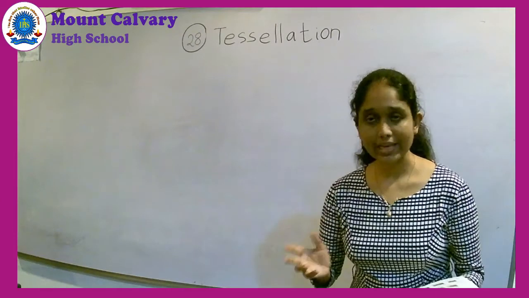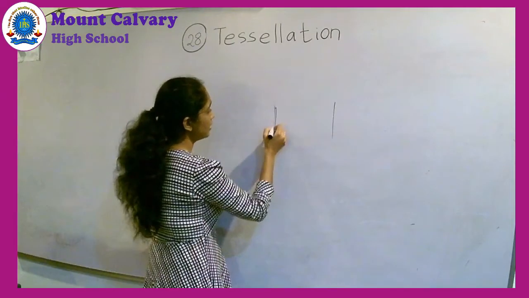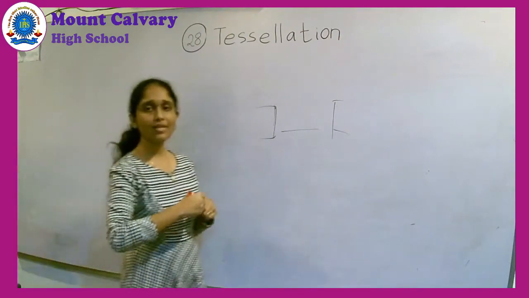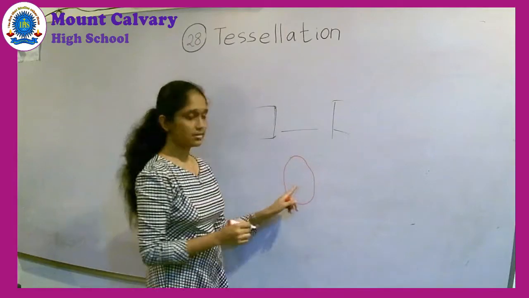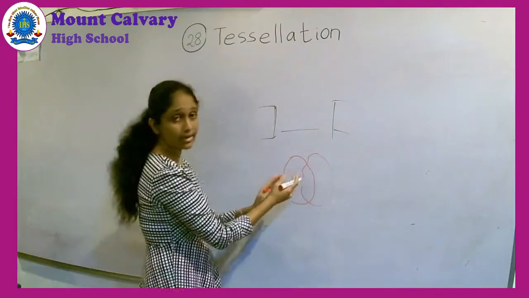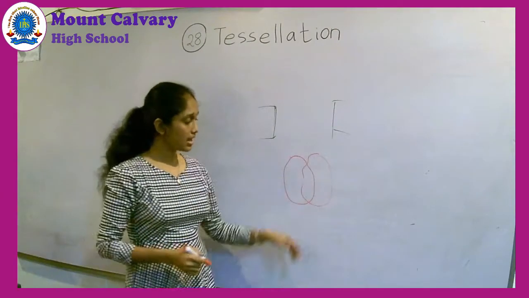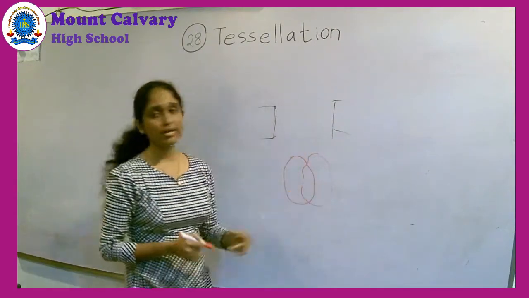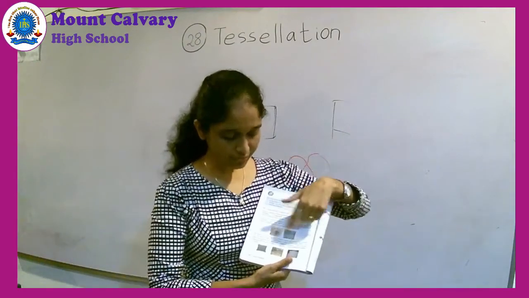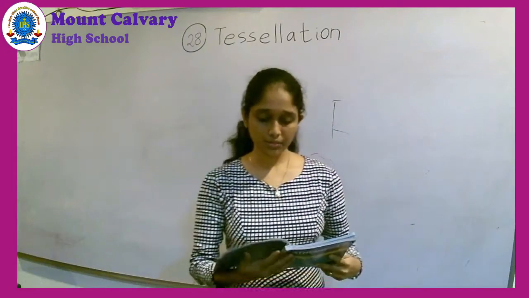You know the gaps, right? Gap is the difference. Here, this is the gap. What is called an overlap? If I draw it like this, it is overlapping. So in a tessellation, there should not be gaps and overlaps. In your textbook also, they have given the different shapes in the environment, in your background.